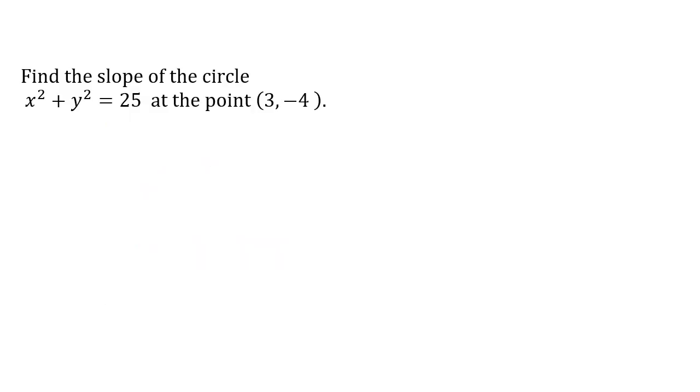Find the slope of the circle x squared plus y squared is equal to 25 at the point 3 and negative 4. As we all know, the value of the slope of a function is the value of the derivative of the function with respect to x. So first I need to figure out what is the value of dy by dx. And here I'm going to use the implicit derivative, since the function is not y, it's y squared.